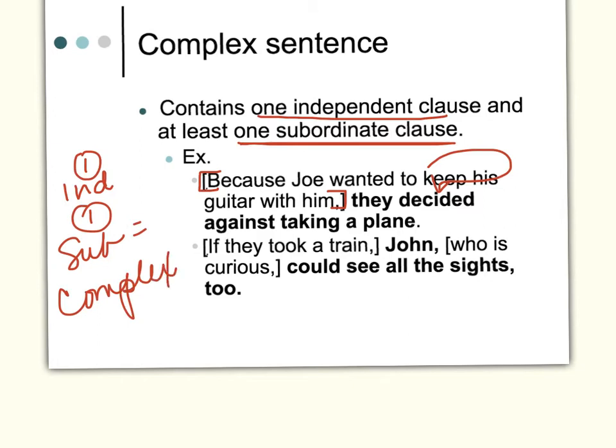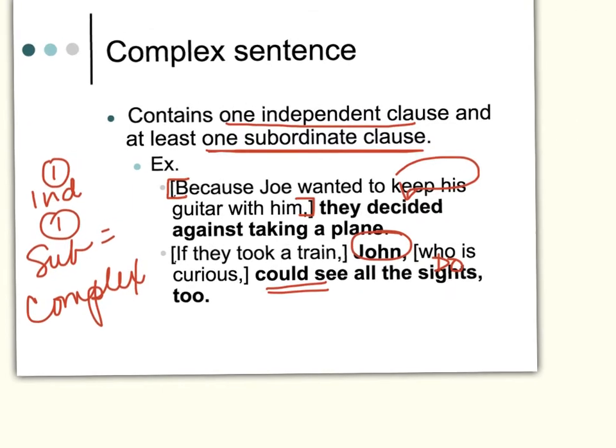Here's an example with more than one subordinate clause. If they took a train, John, who was curious, could see all the sights too. Could see is the verb. Who could see? John could see. Could see what? All the sights. Sentence, John could see all the sights too.